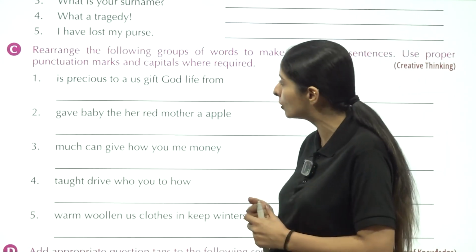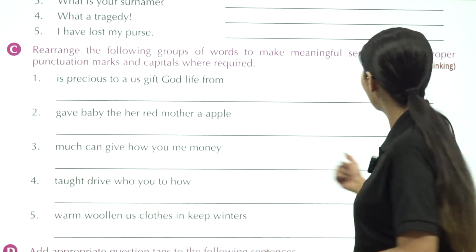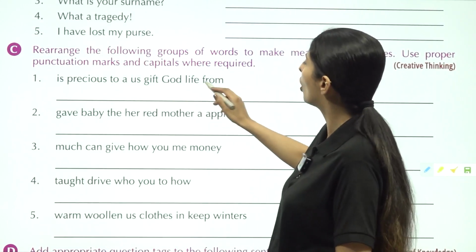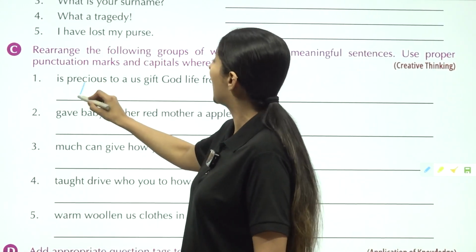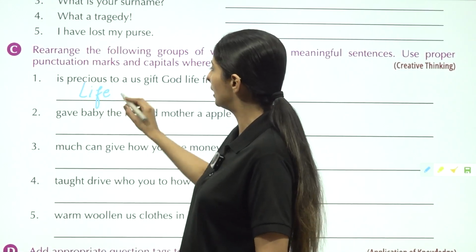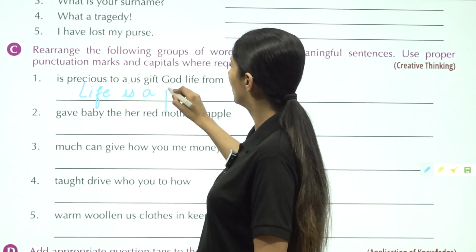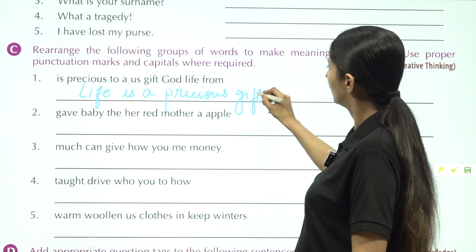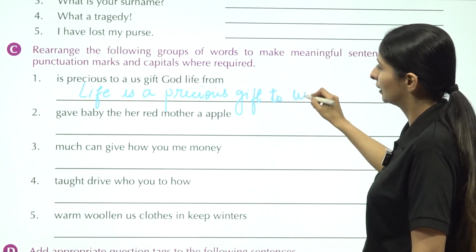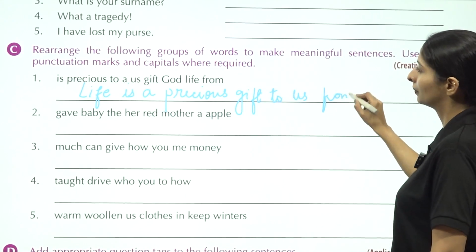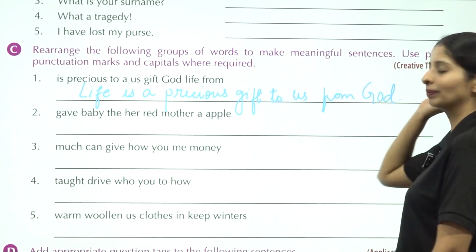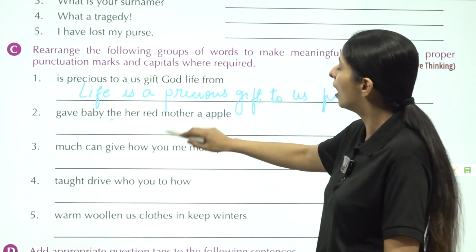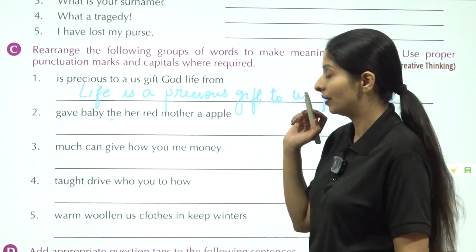Now here you have to rearrange the following group of words to make meaningful sentences. Use proper punctuation marks and capitals where required. So here, is precious to us, gift God life from. So life, L capital, life is a precious gift to us from God. Full stop.